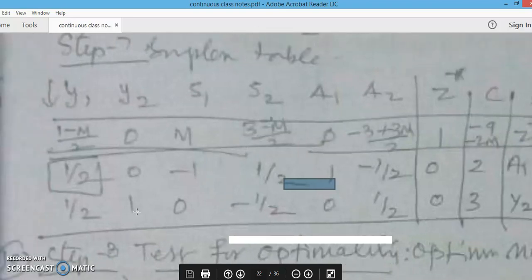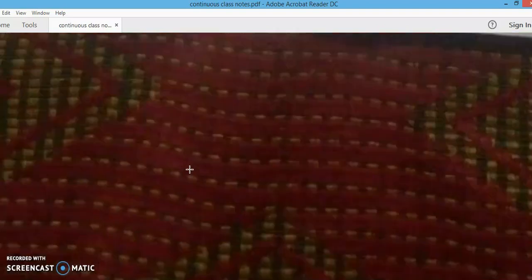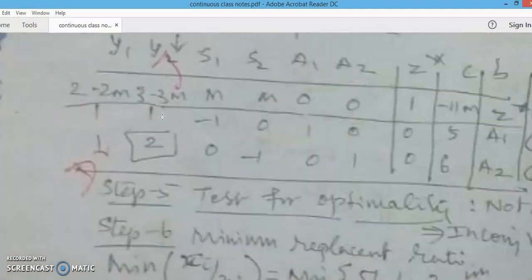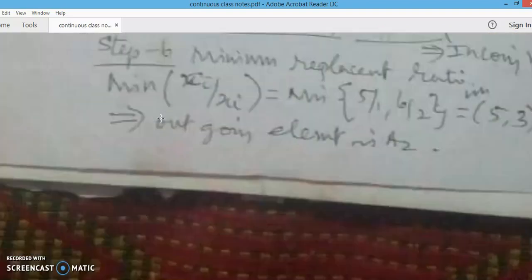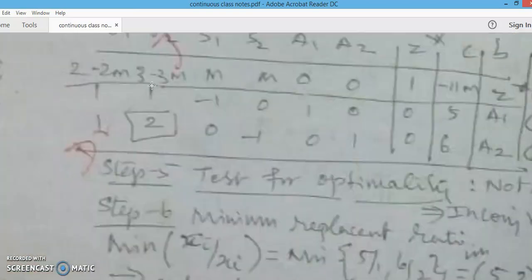You will see that 0, 0, 1 is coming there. Okay, so we have to make it here as that. Here you have to make it 0. So multiply this equation by -1, add with this equation. If you add this equation, you will get 0.